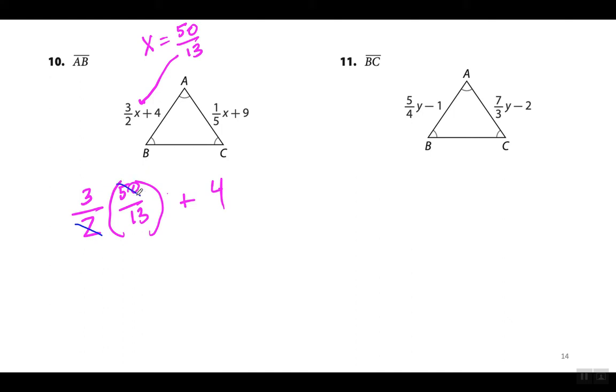Alright, so if I divide them by 2, this will become a 1, and this will become a 25. Now I'm going to multiply them. 3 times 25 is 75. And 1 times 13 is 13.